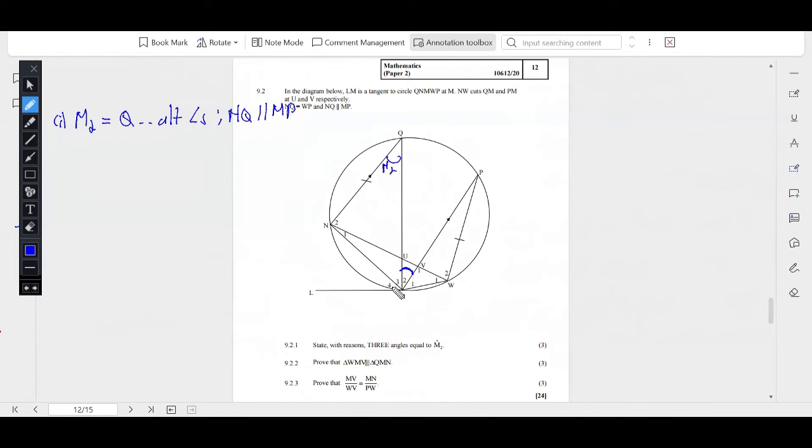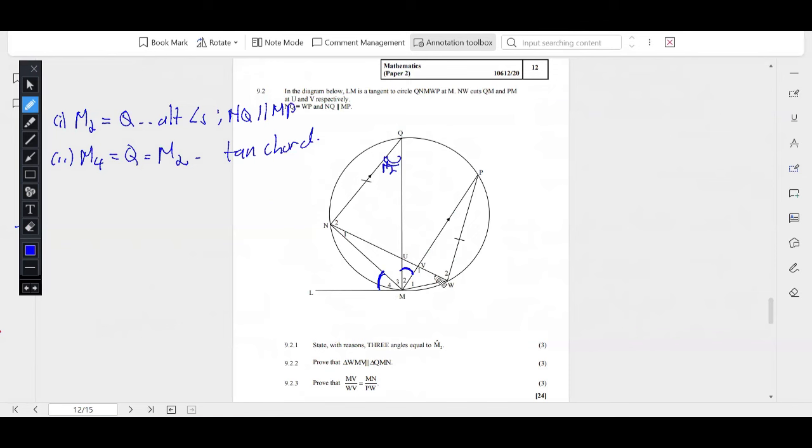But then looking at this here, we have a tangent. We are told about the tangent. And if we check, tangent and chord subtend an angle on the alternate segment. So that means number two, our M4 would be equal to Q, which we did prove is equal to M2. And this is because of what? Tan chord. Now that's our M4.